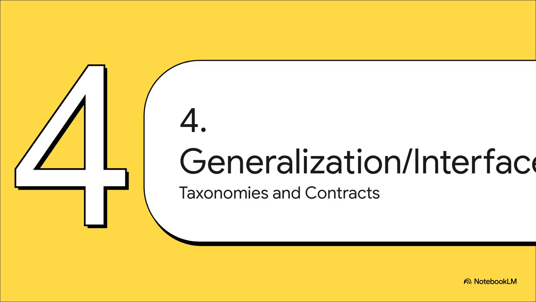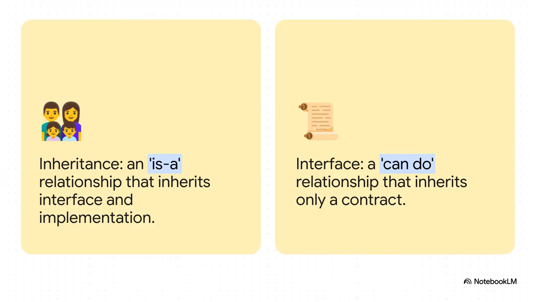Now let's shift gears a bit and talk about relationships that define those is-A hierarchies and the formal contracts between our classes. This is an absolutely critical design distinction. With inheritance, you're making an is-A statement. A manager is a kind of employee. It gets both the public contract and the actual implementation.